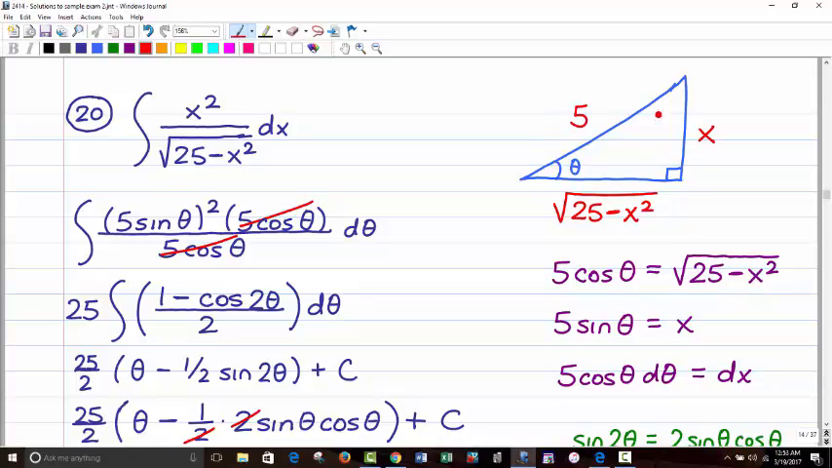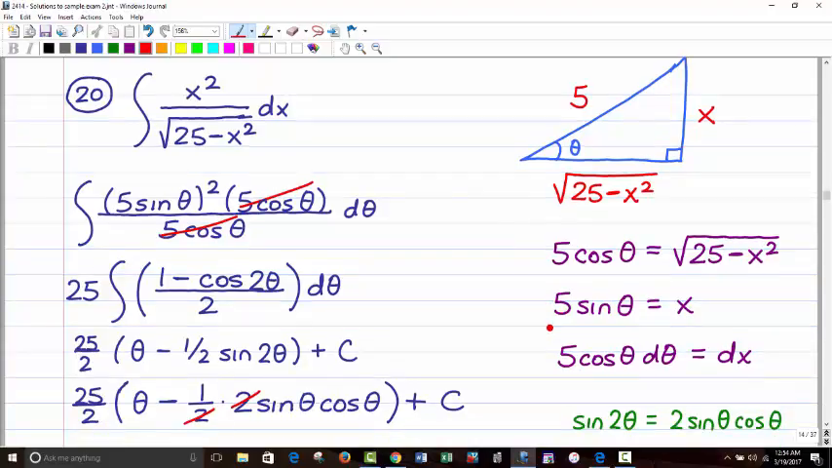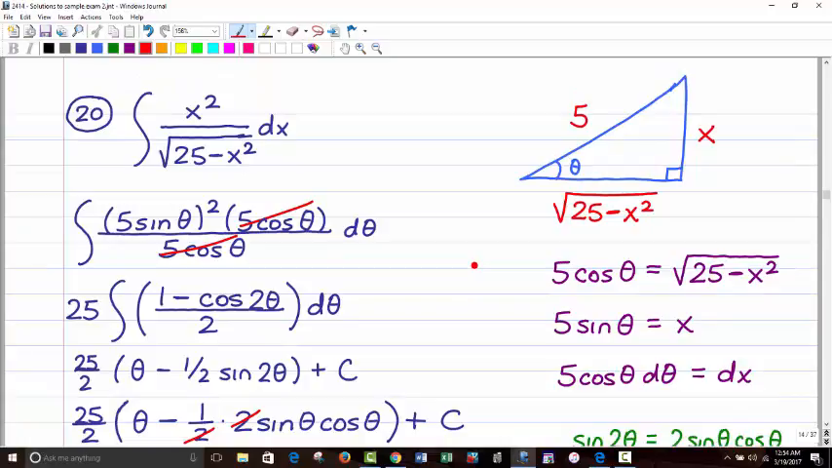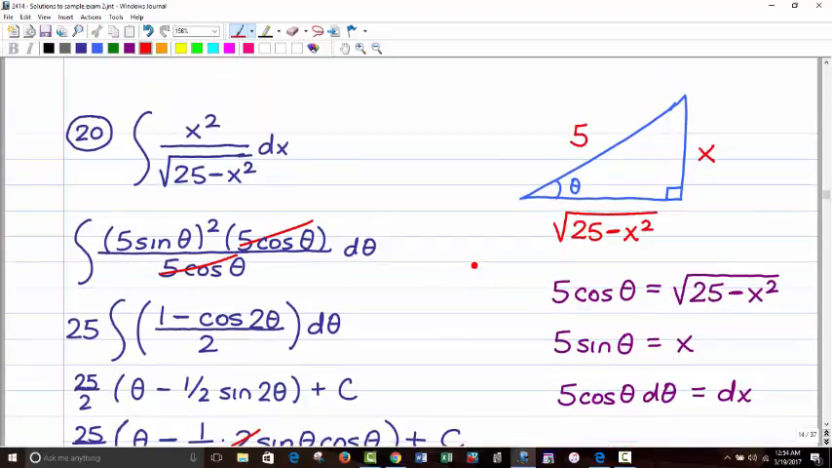Sine of theta would equal x over 5. Therefore, x equals 5 sine theta. And then we need dx, which is the derivative, will be 5 cos theta d theta. And let's come back over here to the integral. I replace x with 5 sine theta, so I have 5 sine theta squared. And then dx is 5 cos theta d theta. And then the radical on the bottom is 5 cos theta.